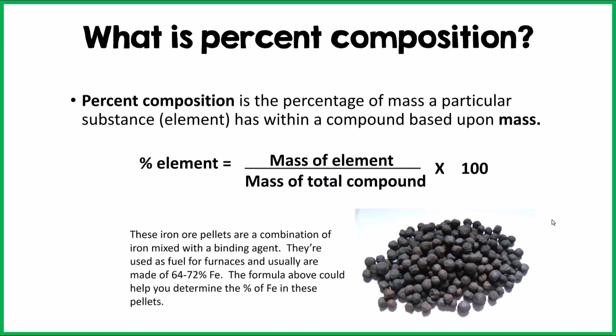These iron ore pellets are a combination of iron mixed with a binding agent. They're used as fuel for furnaces and usually are made of 64 to 72% iron. So the percentage varies. The formula above could be used to help you determine the percentage of iron in these pellets.